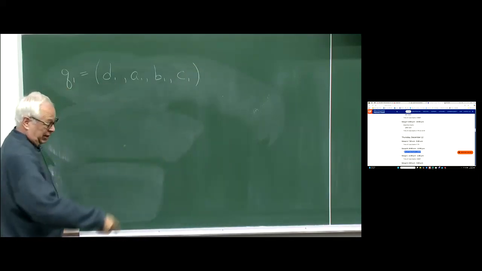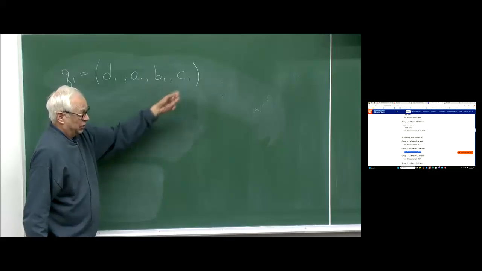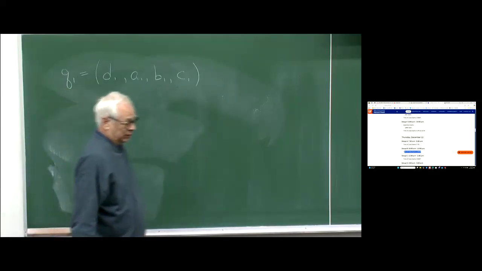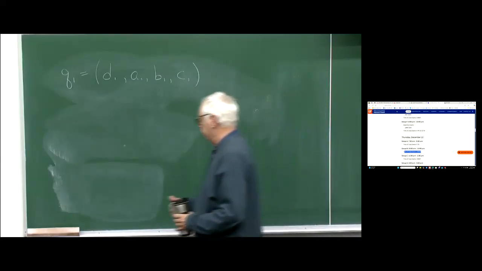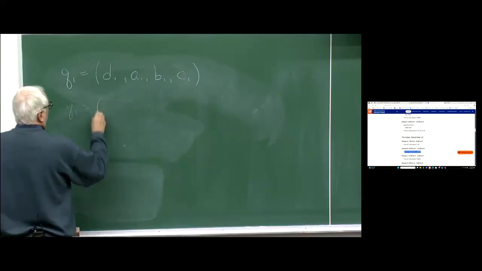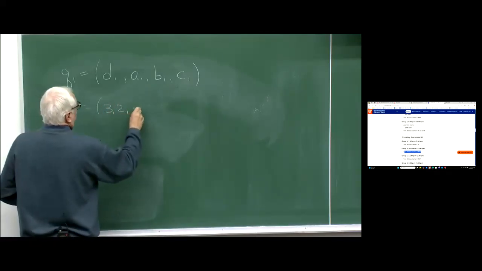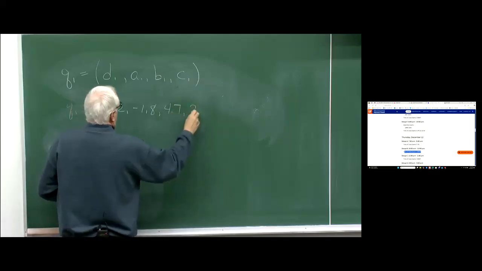Now again, when we looked at that Ross thing, they called them XYZW. The XYZ is our ABC, and I think what they call W is our D. So it doesn't really tell us much. It just says 4 real numbers. So an example of a quaternion could be, Q1 might be 3.2, negative 1.8, 4.7, and 2.3.